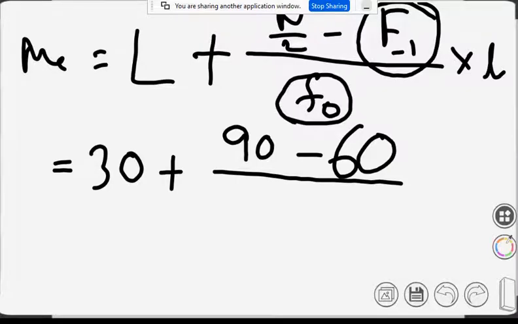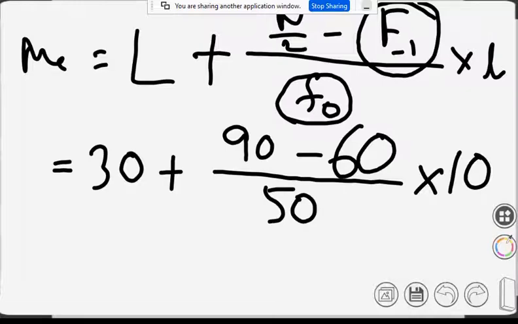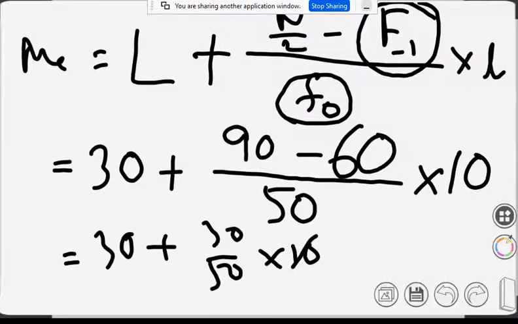Small f0 is the frequency of the median class. 50. So f0 is 50. And H is 10. H is the length of the class; I think I wrote L or H in the last class. So it is 10. The length of the median class is 10. So simplifying, what will we be getting? That is 30 plus 30 by 50 into 10. So that means 36, isn't it? Yes, sir. So the median is 36.